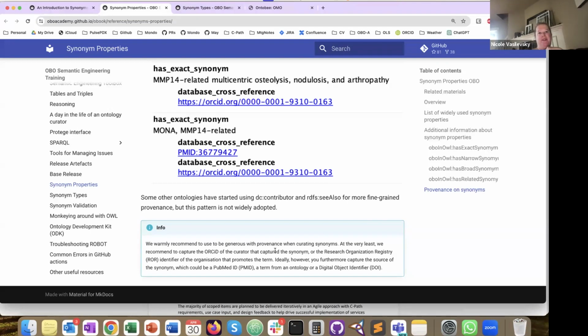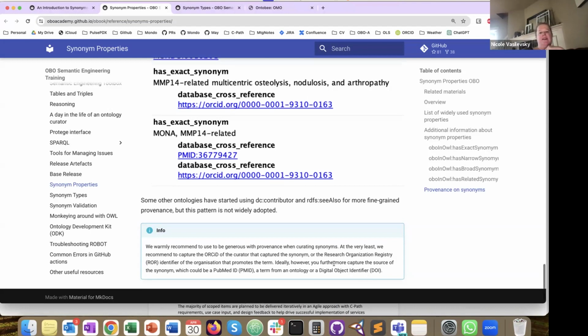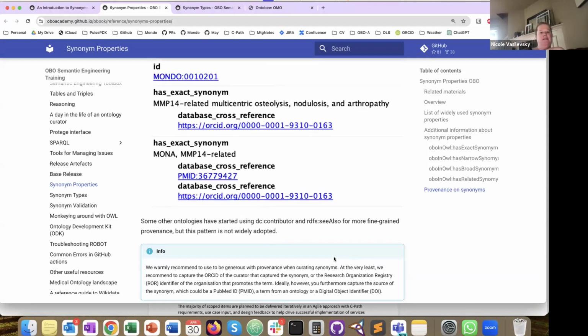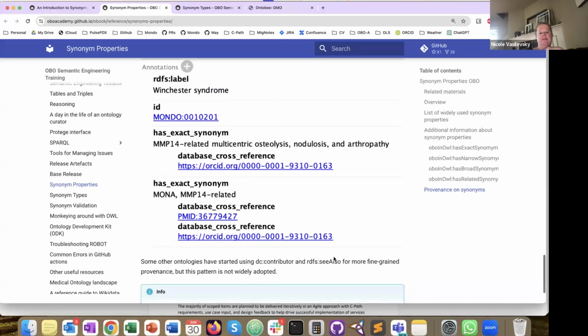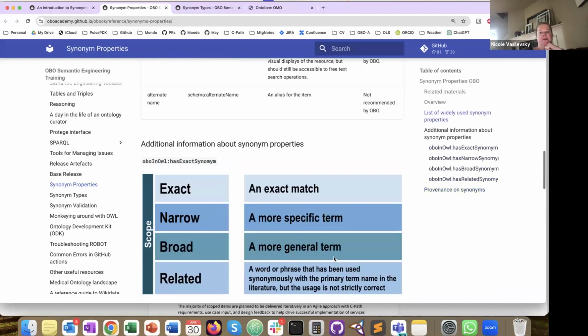It's super helpful when you go back to the term later to understand why specific terms were added, especially if they seem questionable or you're uncertain why this was added. Capturing the ORCID from the curator that captured the synonym, or you could link to the Research Organization Registry or ROR identifier for the organization that promotes them, or using the PubMed ID or a DOI to a specific paper is super helpful when you go back and look at the synonyms to understand why the specific synonyms were added.